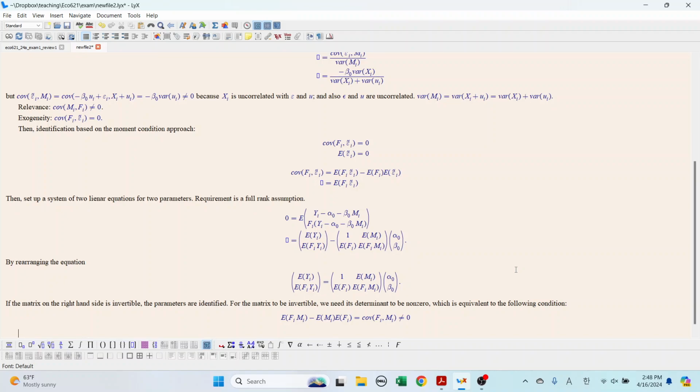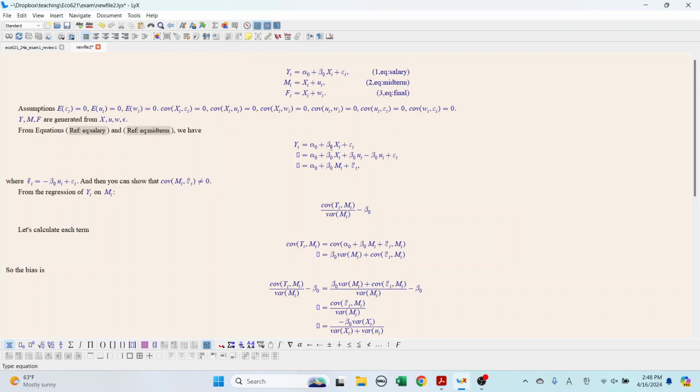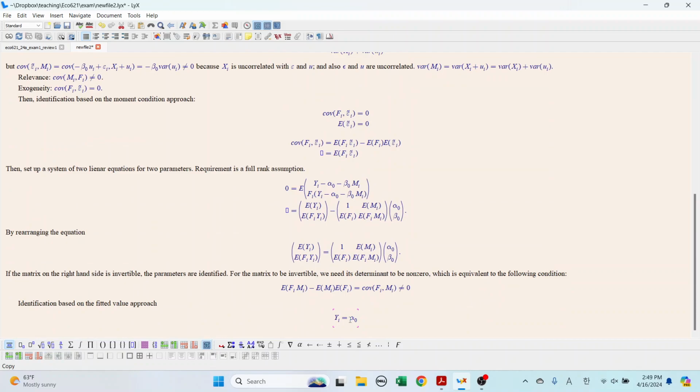Okay. Now let's think about the fitted value approach. If you use the fitted value approach, let's think about the second stage. The second stage equation was this, but the main problem was that M was endogenous. M is endogenous, correlated with epsilon tilde.